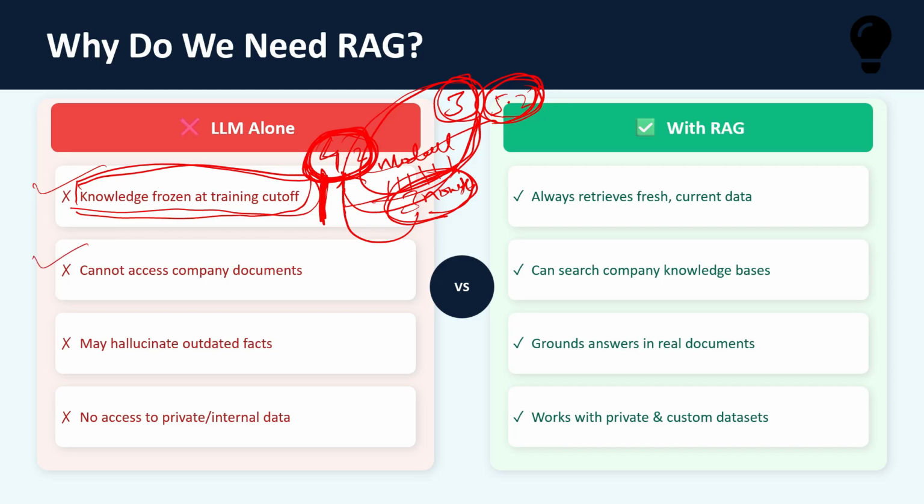And it cannot access company documents. So as I said, the LLM has a limitation: it cannot access your personal documentation or your organization's documentation, because it is trained specifically on data which is publicly available. It doesn't have access to your own documents, so it can't answer your personal questions, or a specific question relevant to a particular organization. It may hallucinate outdated facts.